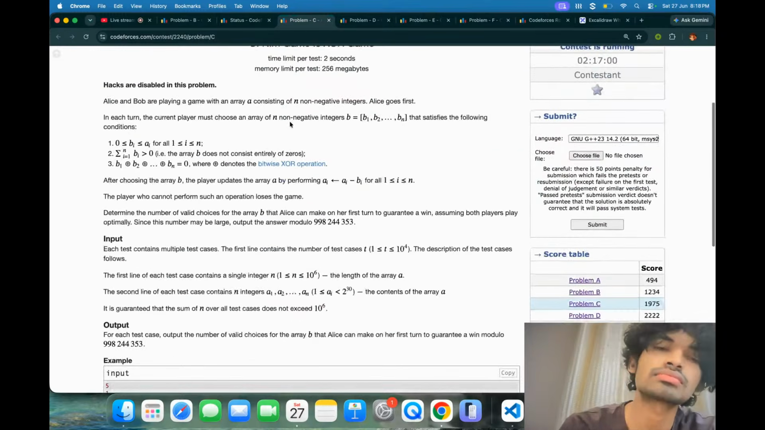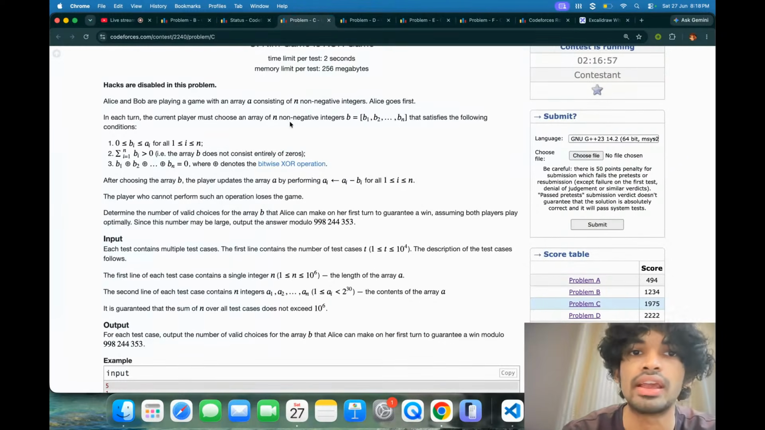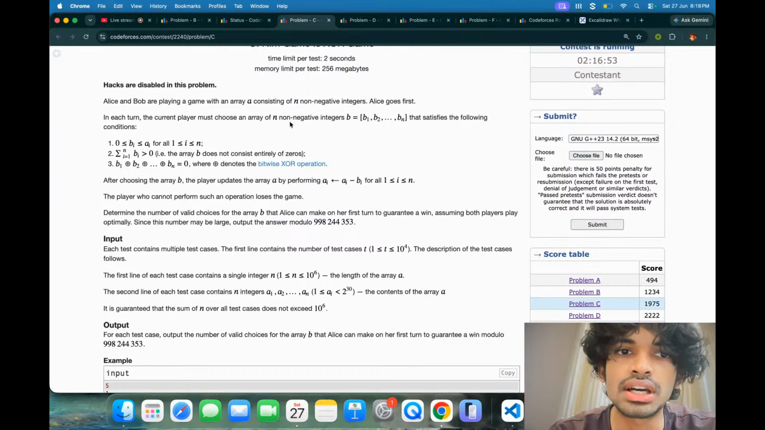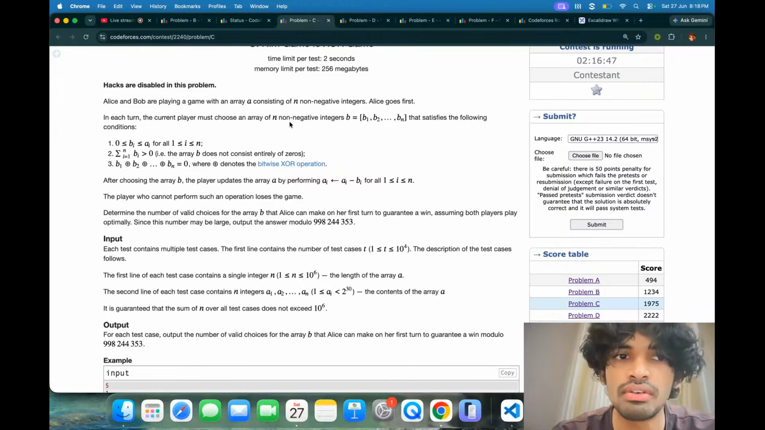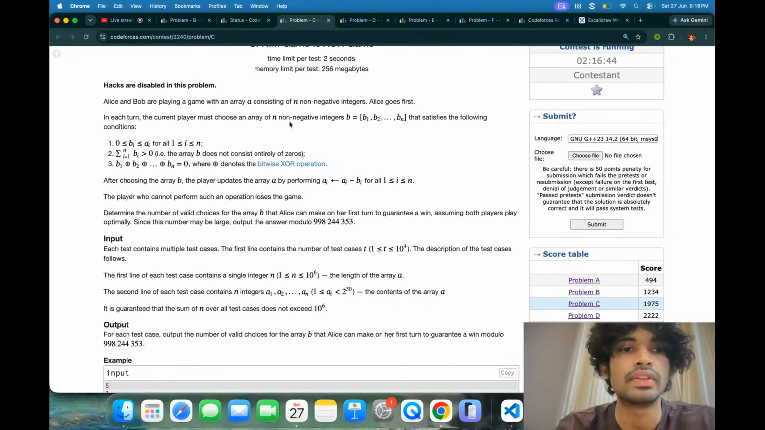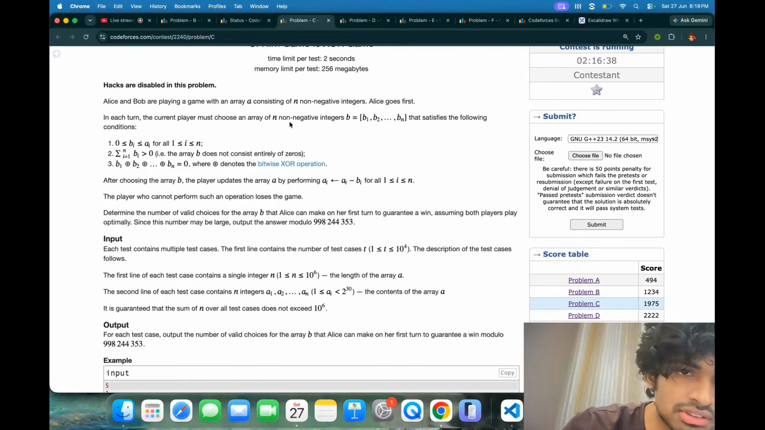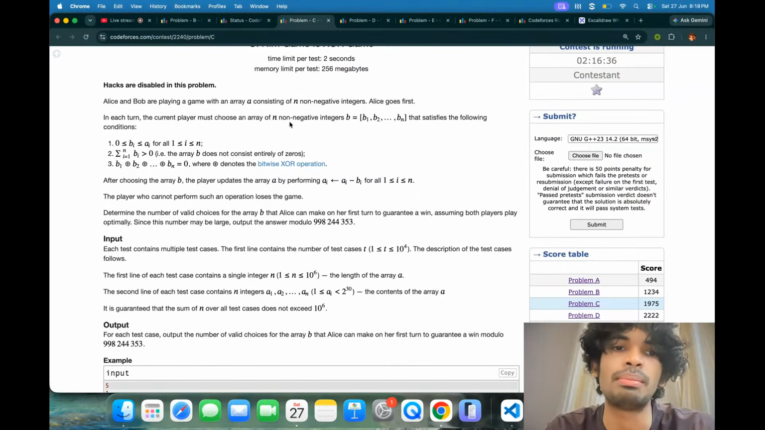Let me read C. Alice and Bob are playing a game with an array consisting of n non-negative integers. Alice goes first. In each turn, the current player must choose an array of n non-negative integers that satisfies the following conditions. All the values should be less than or equal to values in A, and the sum should be greater than 0, which means it should not be entirely 0. They're all non-negative integers. The XOR result should be equal to 0. After choosing an array B, the player updates the array A by performing A_i equals A_i minus B_i.